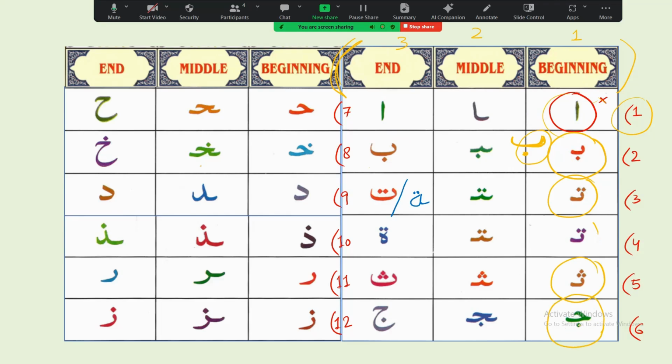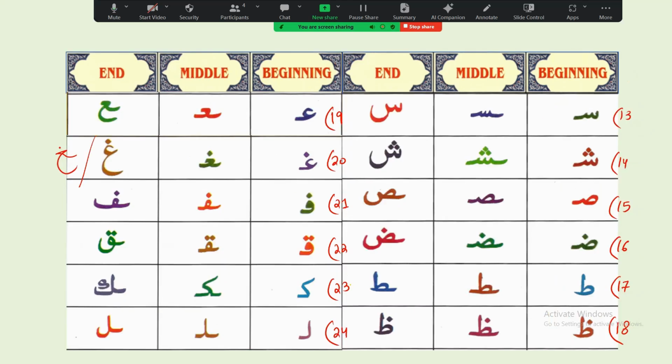Jim, when it comes at the start, it is like this. When it will come in the middle, like this. And when at the end, like this. So this is the table that showcases all of the possibilities for all the alphabets. Okay, let me just move on to the next table as well.